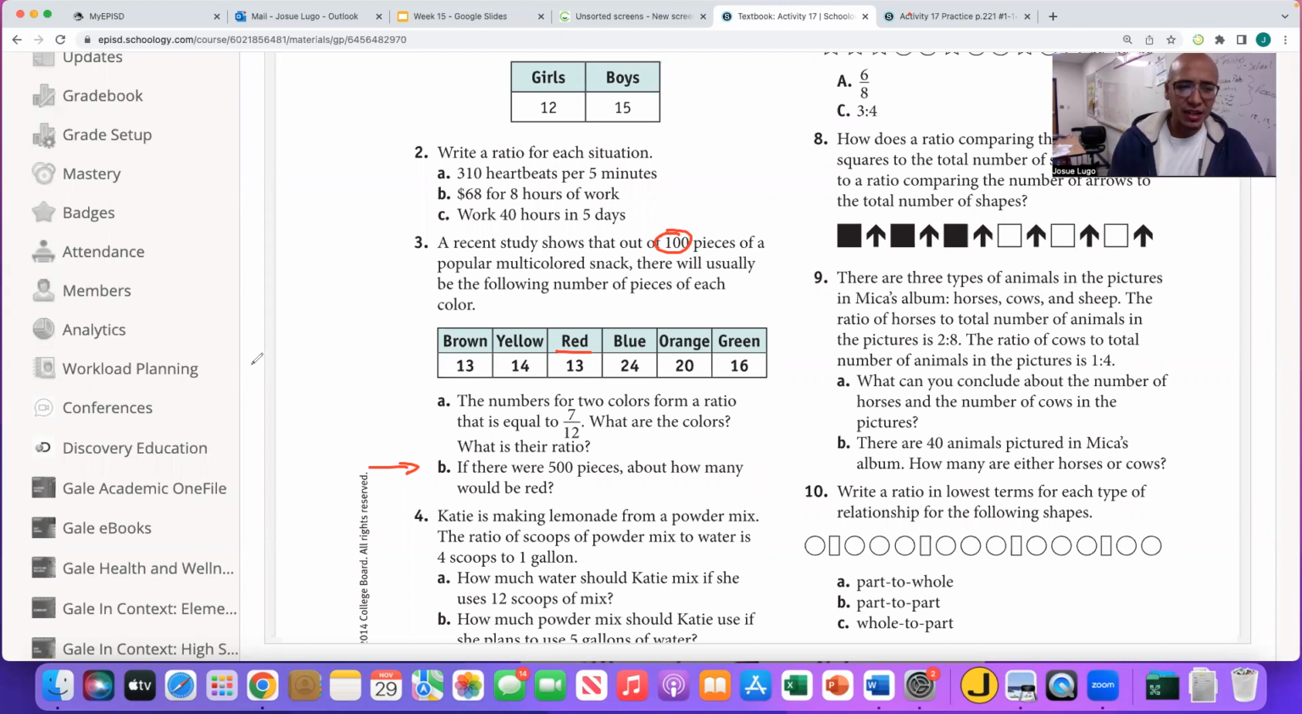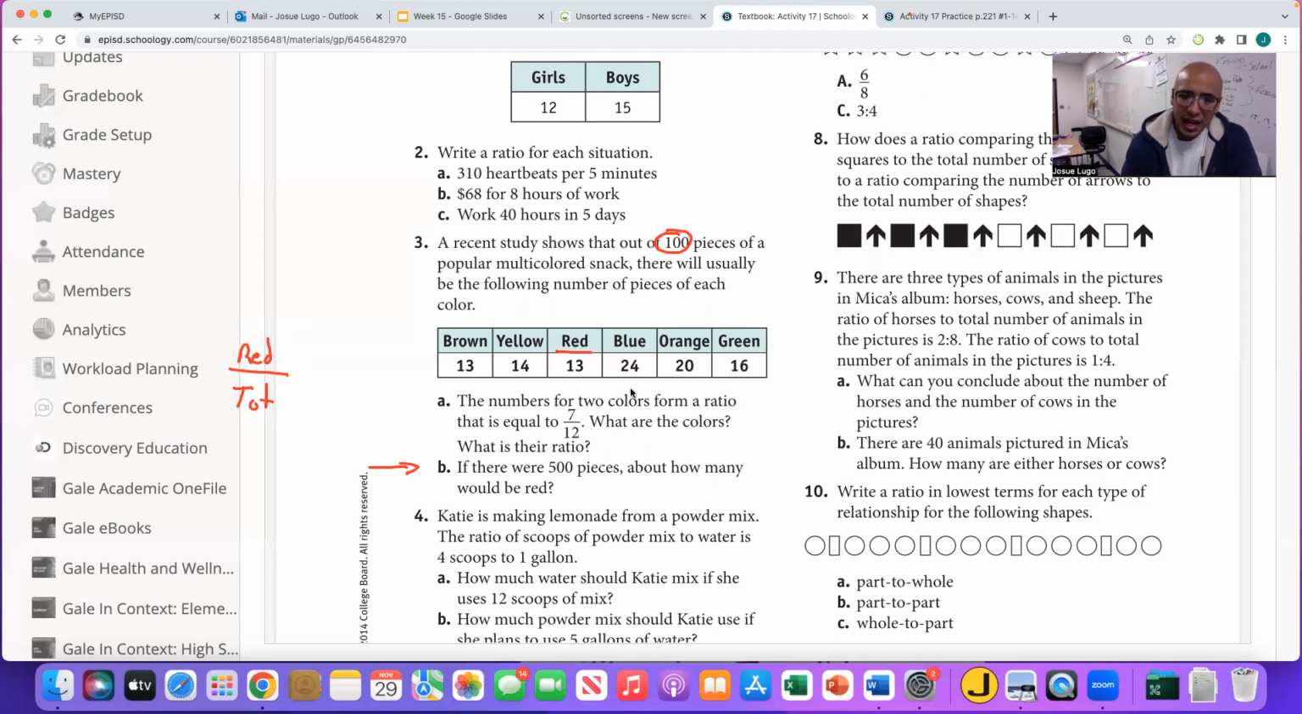So remember, let's write down the things that we're comparing. So we're comparing the red ones to the total number of pieces. And this is what I expect to see in your notebook. We want to write the fraction in words. Firstly, what are the two things that we're comparing? No numbers yet, just the two things. And here we're comparing the red ones to the total number of pieces.